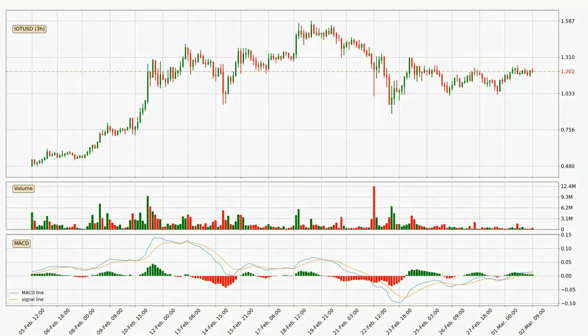Moving to the 3-hourly MACD, the MACD line is above the signal line, which shows that the current trend is on the upside. As we can see from the MACD histogram, the momentum is indecisive at this moment. This means that we can expect the price to remain the same for some time, and you should wait for the MACD line to cross the signal line. This will mean it's bearish.